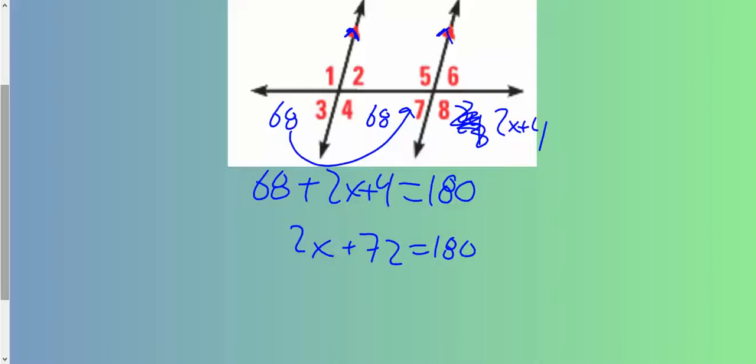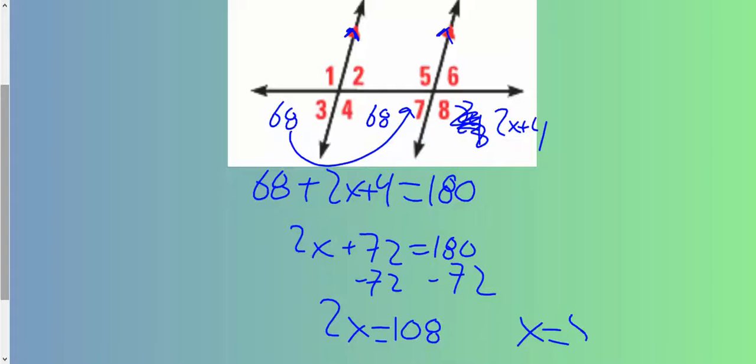And you're going to be doing a lot of these types of problems in your homework where you figure out what x is based off of the angle values. Divide by 2 on both sides to get 54 for x. So those are very typical geometry, algebra-based geometry questions.